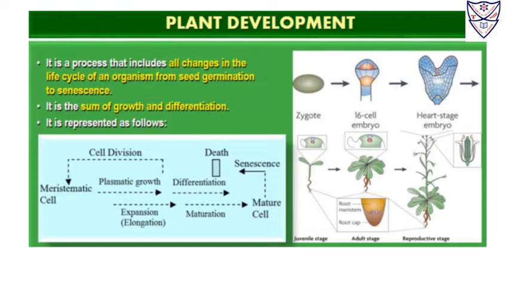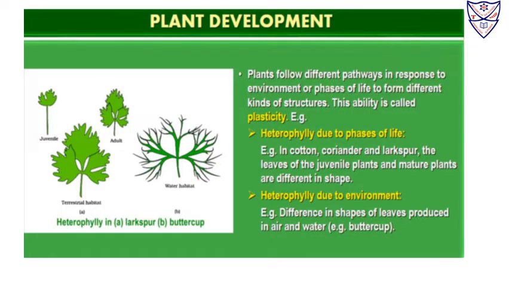Now let us look at plant development. It is a process which includes all changes in the life cycle of an organism right from the seed germination to senescence, that is when the plant ages. It is the sum of growth and differentiation. So we can represent it like this. First we have the meristematic cell which undergoes cell division, then it undergoes differentiation, and then we have a mature cell which finally dies.